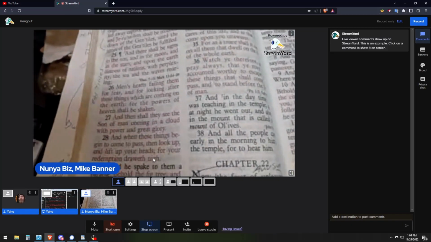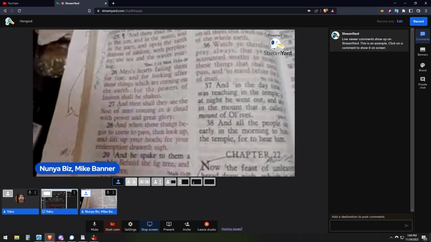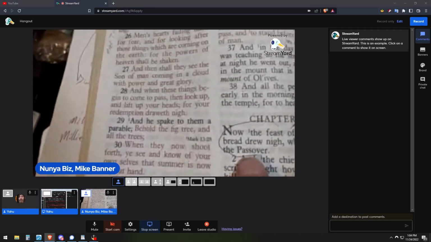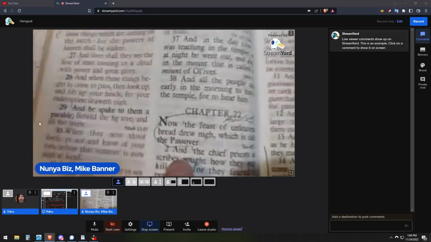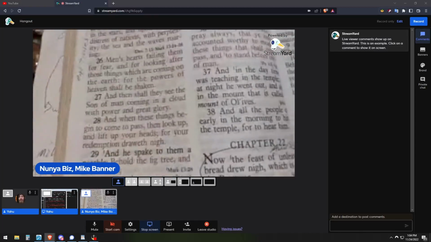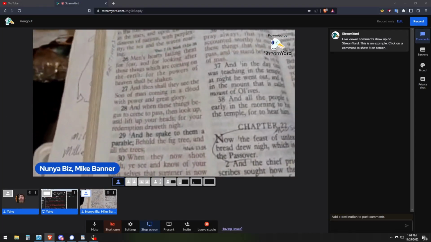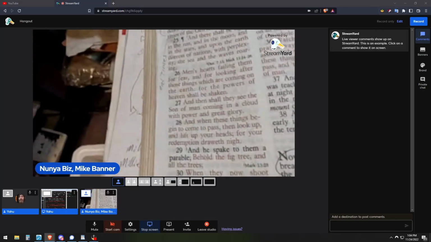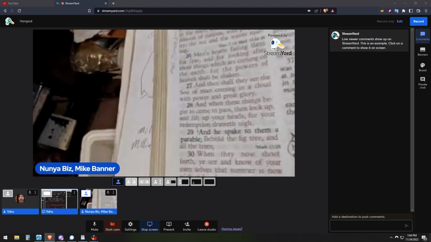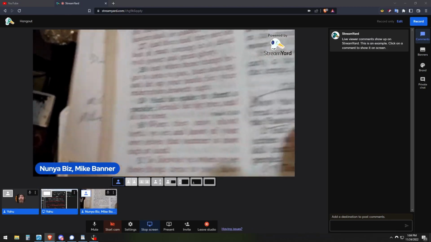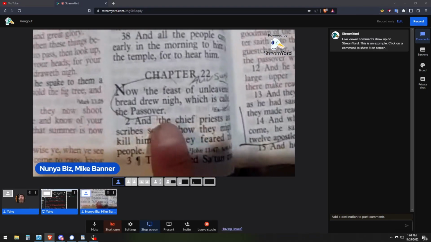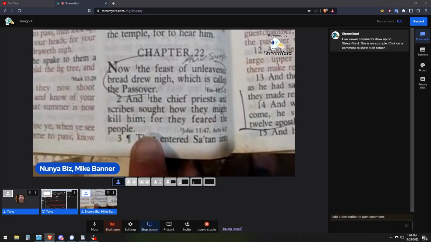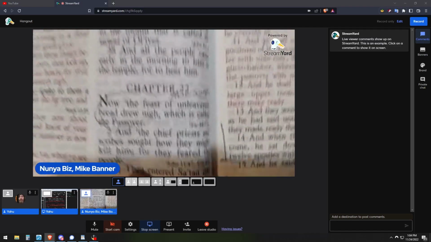Now the feast of unleavened bread drew nigh, which is called the Passover. So there's a whole bunch of different names we can use to describe this 12-day event, and if you keep calling it Passover, you're going to think it's a one-day event. So the feast drew nigh, which is called the Passover, and the chief priests and scribes sought how they might kill him, for they feared the people.